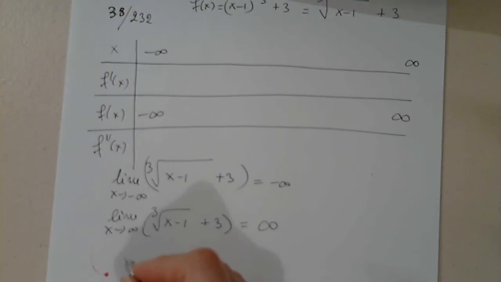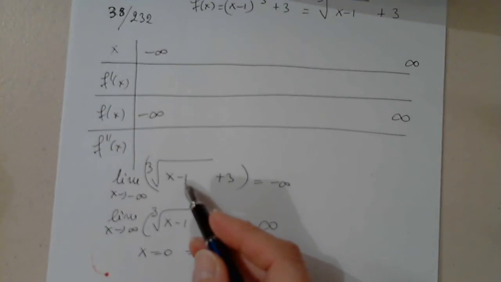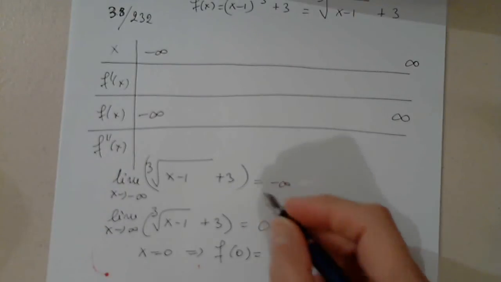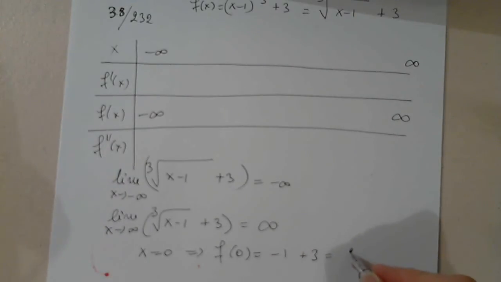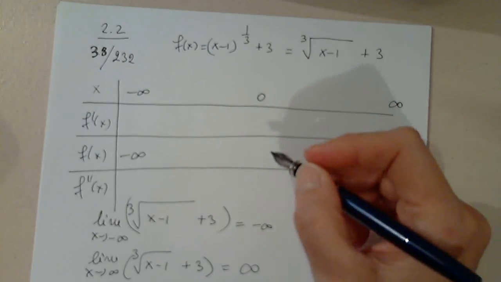Now I would like to determine what happens when x is 0. That's the y-intercept. So f of 0 will be 0 minus 1 is negative 1, the cube root of negative 1 is negative 1, negative 1 plus 3 is 2. So the point is (0, 2).